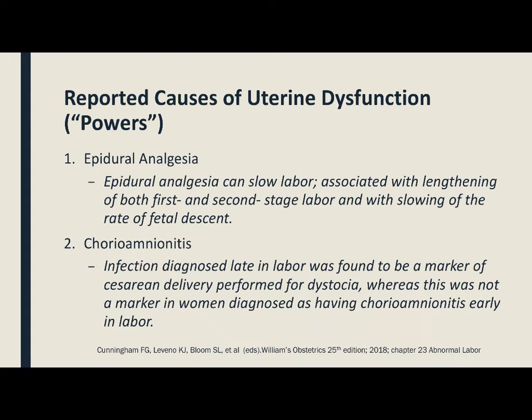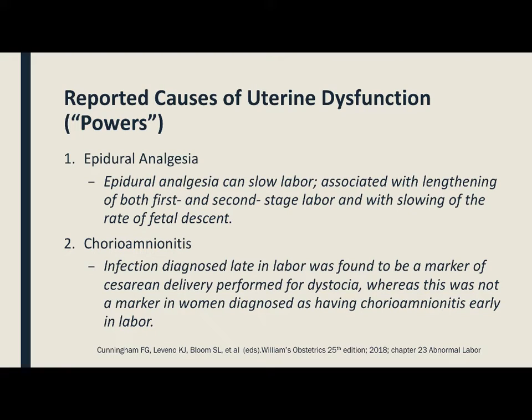So what are the reported causes of uterine dysfunction or the reported causes in the abnormality in powers? First, of course, is starting epidural analgesia very early into labor. Epidural analgesia can slow down labor, and this is associated with lengthening of both first and second stage of labor and with slowing of the rate of fetal descent.